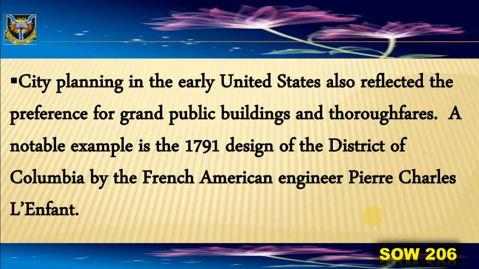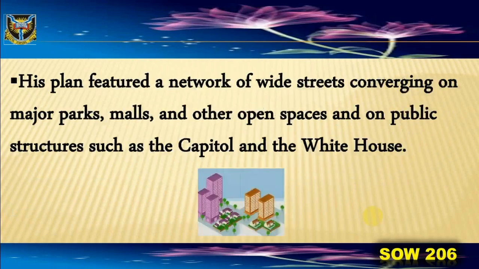City planning in the early United States also reflected the preference for grand public buildings and thoroughfares. A notable example is the 1791 design of the District of Columbia by the French-American engineer Pierre-Charles L'Enfant. His plan featured a network of wide streets converging on major parks, walls, and other open spaces, and on public structures such as the Capitol and the White House.